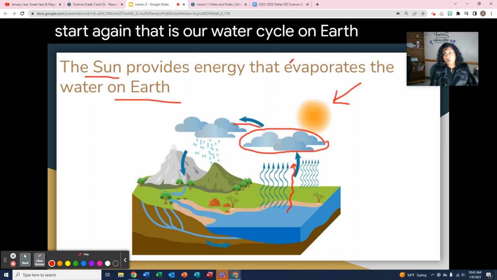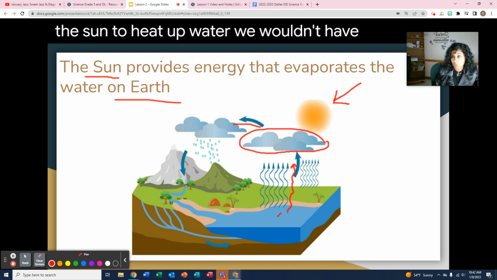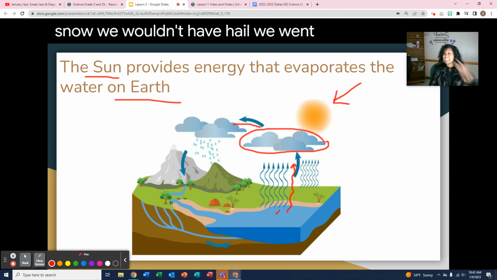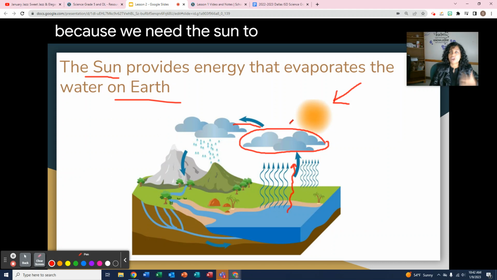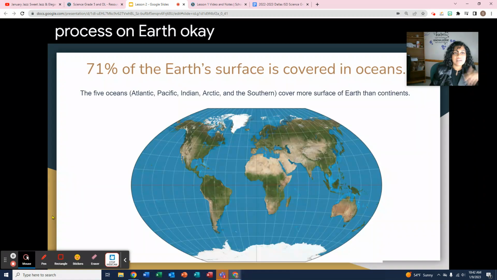But the whole thing starts with the sun heating up water on our Earth. If we didn't have the sun to heat up water, we wouldn't have any weather. We wouldn't have rain. We wouldn't have snow. We wouldn't have hail. We wouldn't have any of that, because we need the sun to start the evaporation process on Earth.